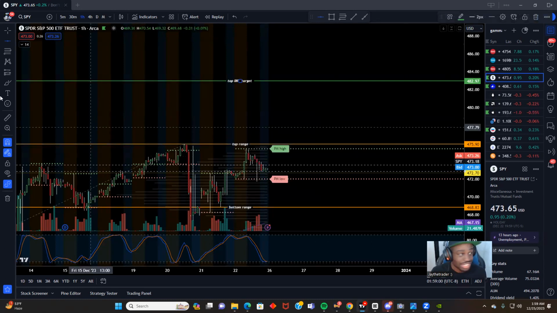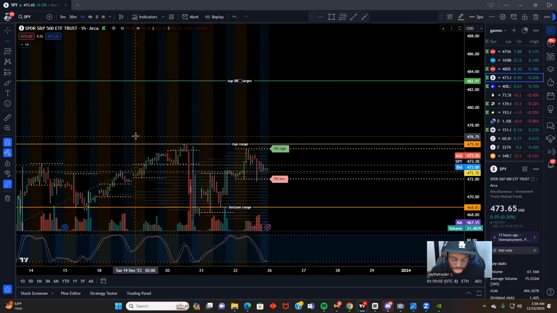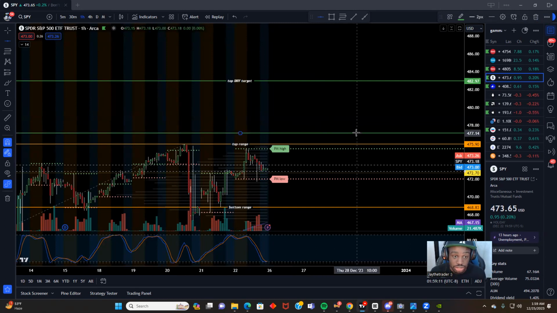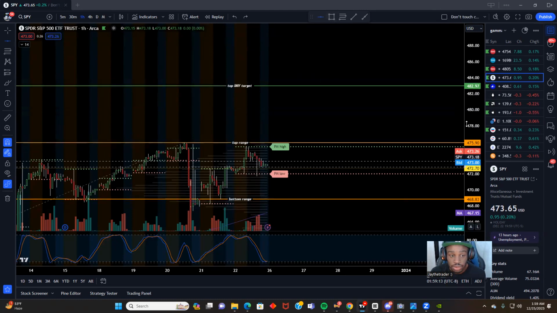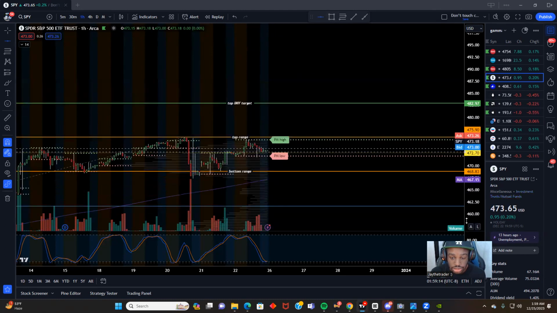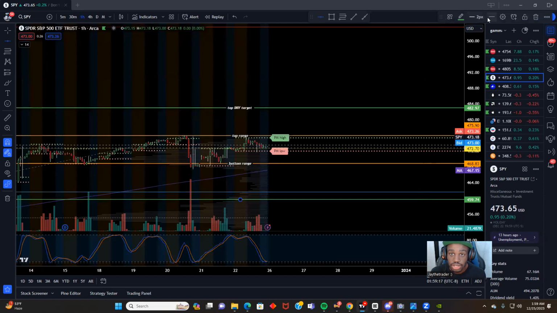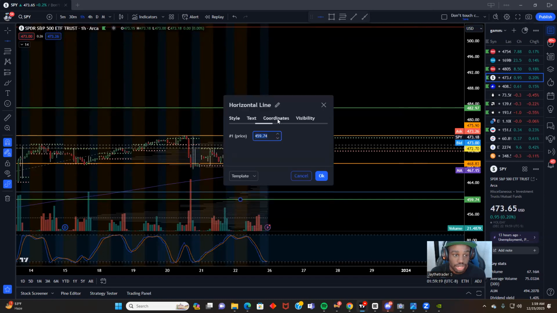And now we're going to take that same value and subtract it from our bottom range. So 468.83 minus $7.07 gives us 461.76. So I will go look for 461.76, identify it, clean it up. I know I did that one sloppy, but I'm going to just clean it up.